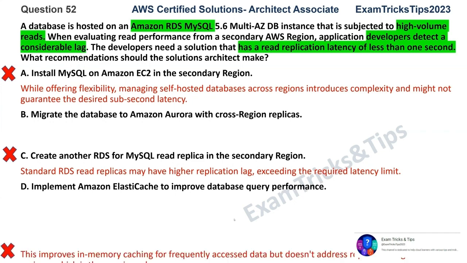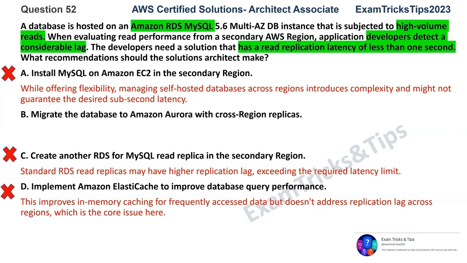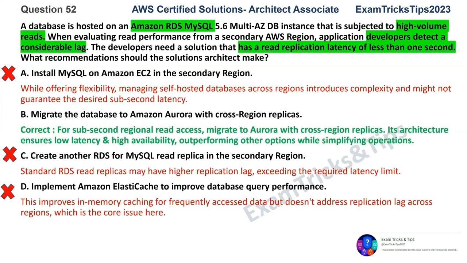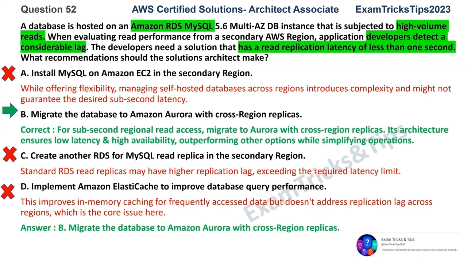So that's wrong. And we are left with our final answer here, which is option B. It says migrate the database to Amazon Aurora with cross-region replicas. And that's the correct answer. For sub-second regional read access, you can use Aurora in a cross-region replica configuration. Its architecture ensures low latency and high availability, outperforming the other options while simplifying the overall operation. So that's the correct answer. Whenever you need sub-second regional read access, you can use Amazon Aurora with cross-region replicas. That's the answer for this particular question. So that's it on this particular question. Let's move on to the next question.